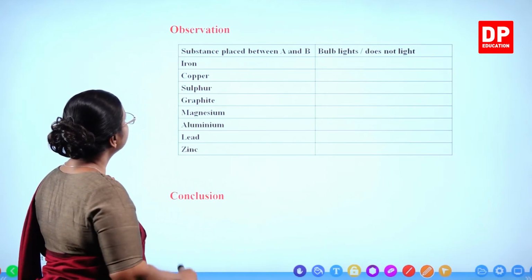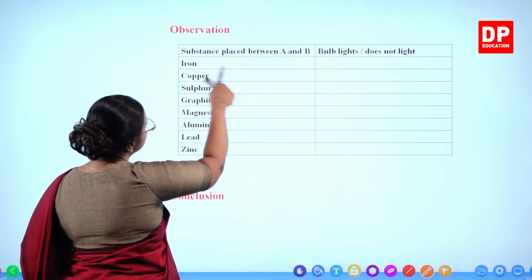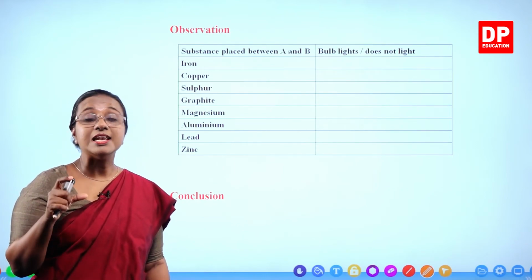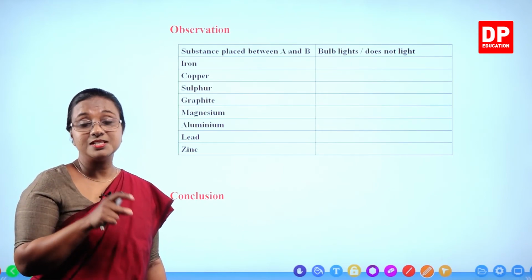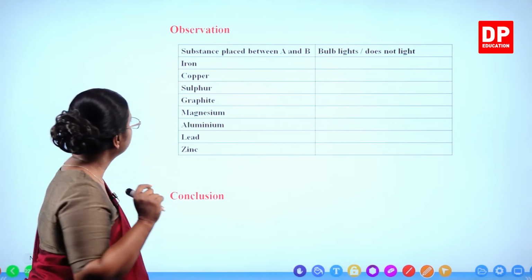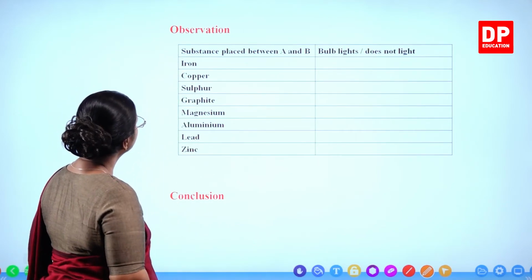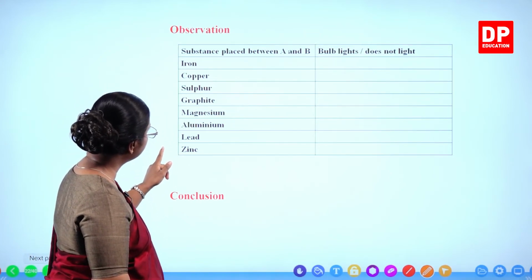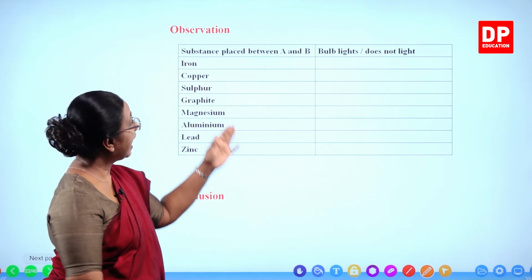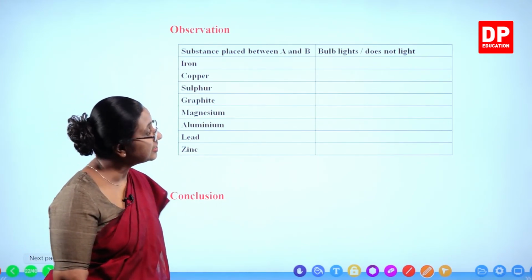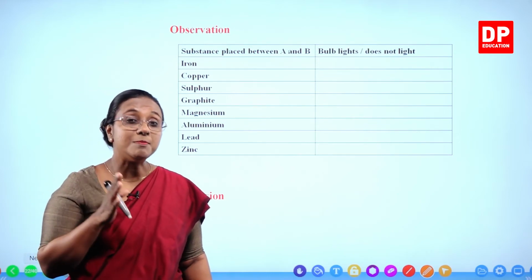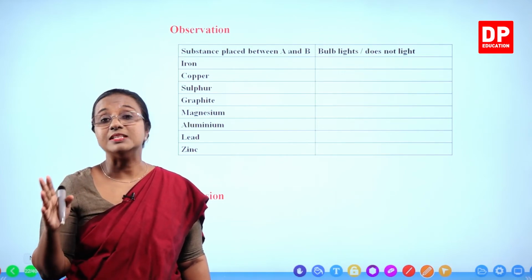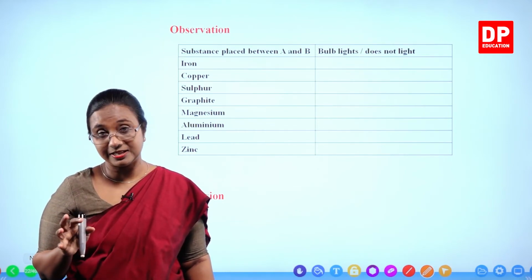So observations. In this first table, the first column, we have the substance placed between A and B because we were trying to understand whether the substance conducts electricity or not. For that, these are the substances that we used: iron, copper, sulfur, graphite, magnesium, aluminium, lead and zinc. And we observe whether the bulb lights or does not light. If the bulb lights, the substance conducts electricity. If it does not light, that means the substance does not conduct electricity.